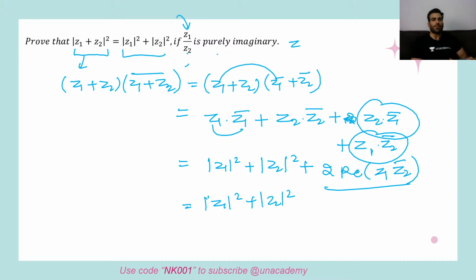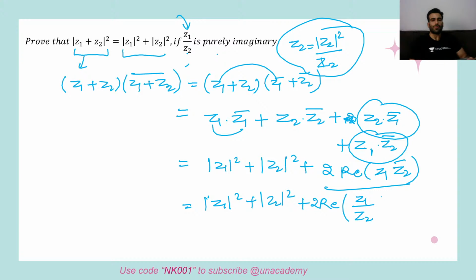Conjugate number can be written as what? Mod of Z2 square upon Z2, right? So let's write it this way: twice the real part of Z1 by Z2, over mod of Z2's whole square. Now this is again an absolute value. It does not depend upon, or does not impact, the argument actually. Correct. Now, if it is given to us that the left hand side is equal to what?